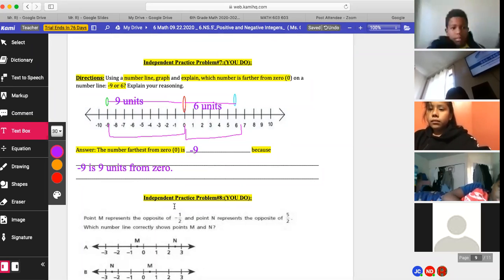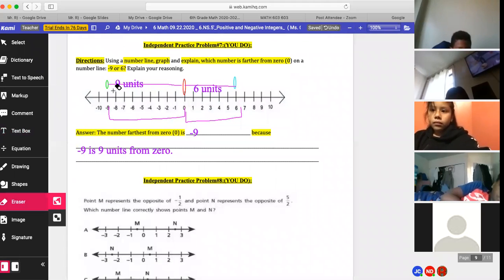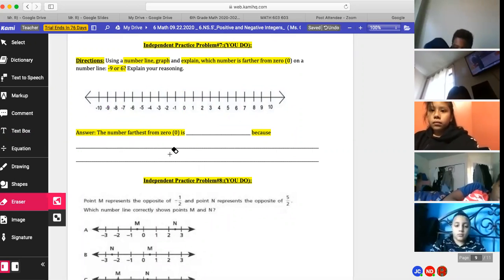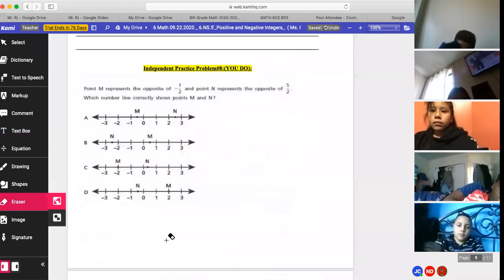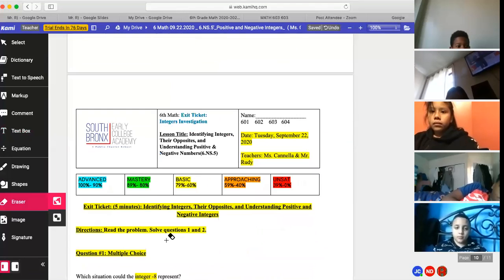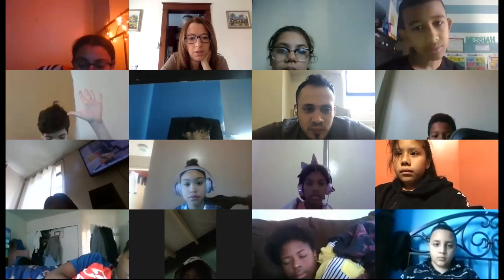Okay, the next one is independent practice. Now, guys, for the next 2 problems, I want to break out in breakout rooms. What do you think about that? Sure, for the independent practice and the exit ticket. Possibly, we're running short on time. Actually, it's 9:32. All right, hold on. Let's try that, and then you and I can pop in.